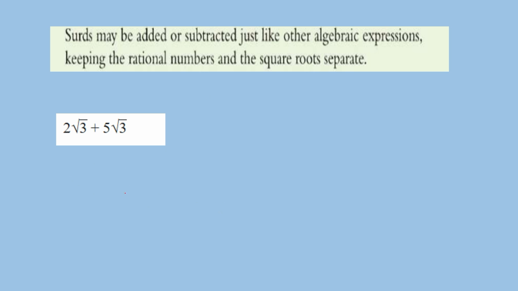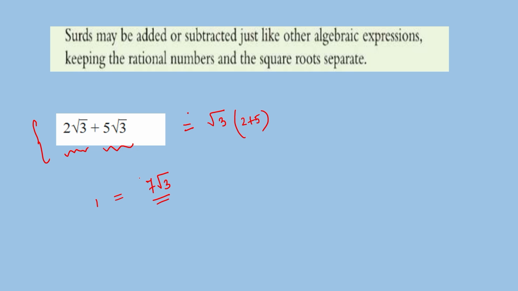For example, we'll take one question. Suppose you have 2 root 3 plus 5 root 3. Both are surds. This is a surd, this is a surd, and this whole expression is also a surd. Now you have to perform the addition operation on these two surds. So what you'll do, we'll take root 3 common, and what will be left in the brackets? 2 plus 5. So what will be your answer? Your answer will be 7 root 3.